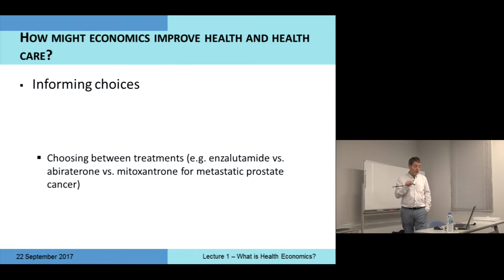Or it might be choosing between treatments. So for example, if you're treating metastatic prostate cancer, enzalutamide works pretty well, abiraterone, mitoxantrone, and there's still others that work. Now again, you could just say, well look, if they work, let's make them all available. And that, to date, has rather been the Japanese approach.